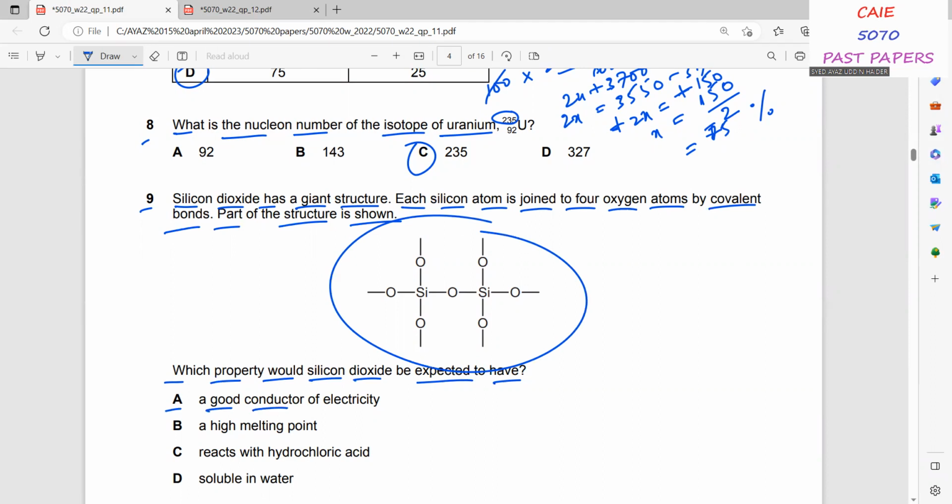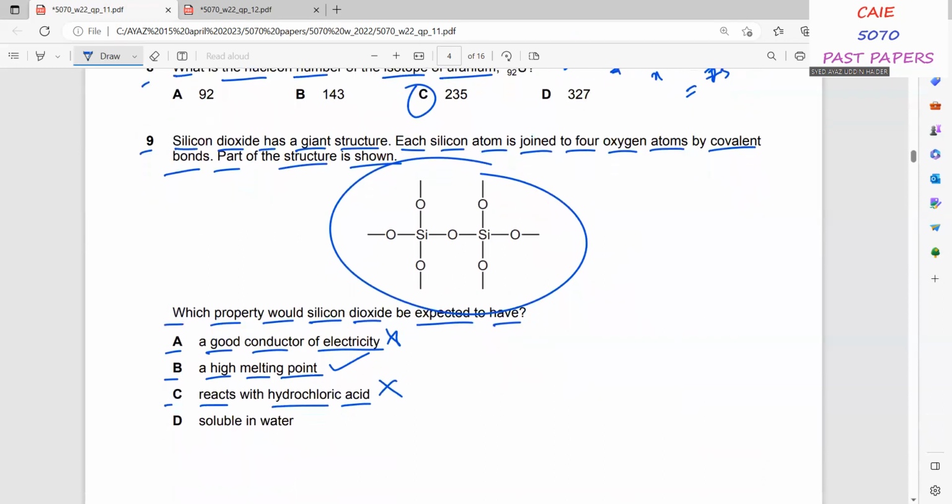A, a good conductor of electricity. This is wrong. It does not conduct electricity. B, a high melting point. This looks correct to me. C, reacts with hydrochloric acid. No, it's not reactive. It does not react with hydrochloric acid. D, soluble in water. It's insoluble in water. So B will be the right answer for this question.